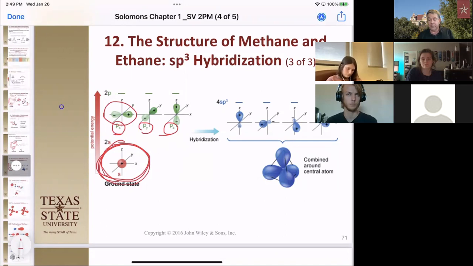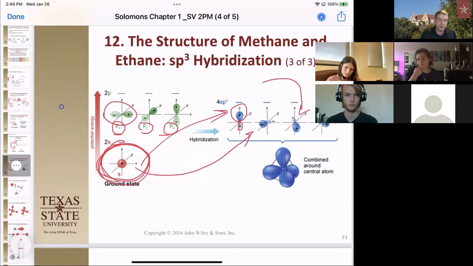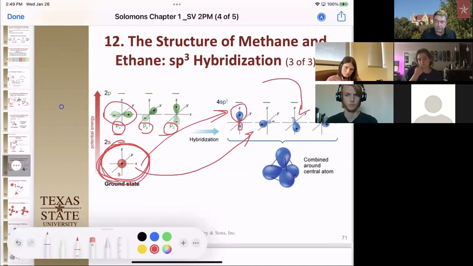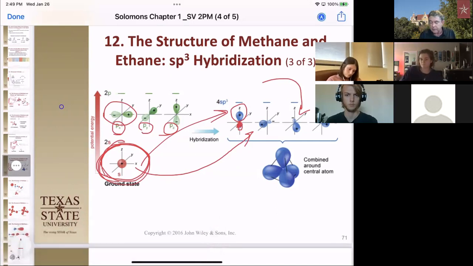So in the case here, this side of the dumbbell gets bigger, this side of the dumbbell gets smaller. This is the side that has the s blended into it. Okay. And then a little bit of the s is blended into this one, a little bit of the s is blended into that one, a little bit of the s is blended into that one. Okay, so now we have those large ones here, but we have these little tiny lobes here, right?